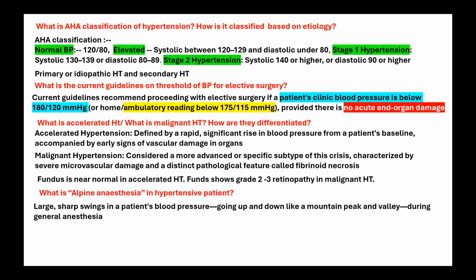Okay, that is what is called. So large sharp swings in patient blood pressure going up and down like mountain peak and valley during general anesthesia. That is what is called alpine anesthesia.